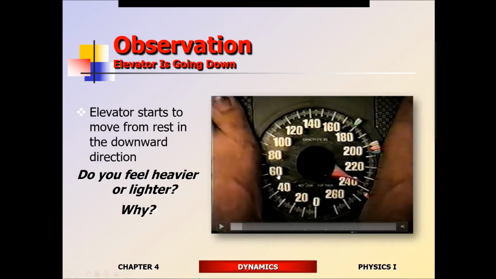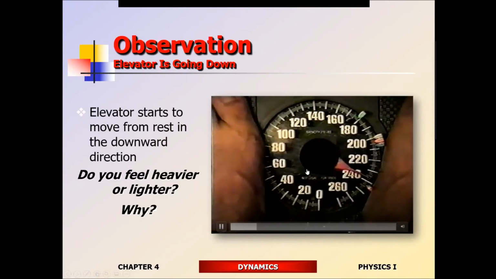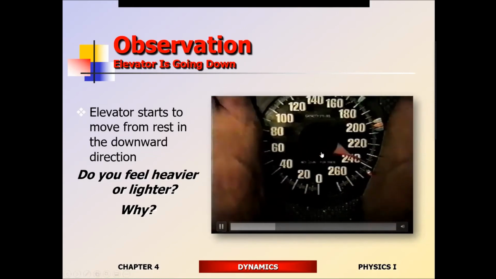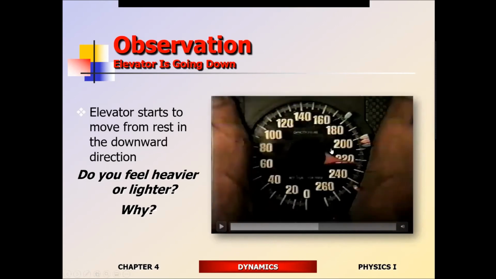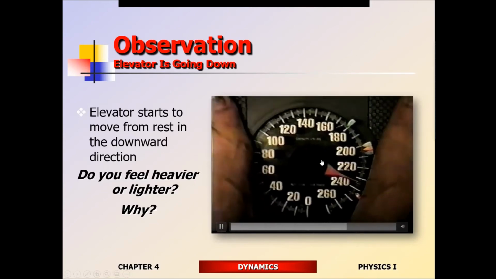All right, so this is done by one of the Chicago art students. This guy weighs 240 pounds. He's in a high rise. I'm not sure why he's not wearing shoes, socks. And as soon as the elevator starts to move in the downward direction, notice that he becomes lighter according to the scale. All right, so the reading goes down.